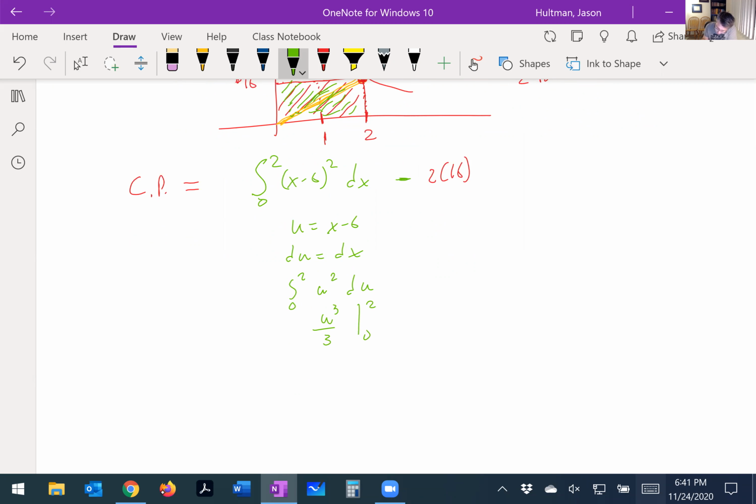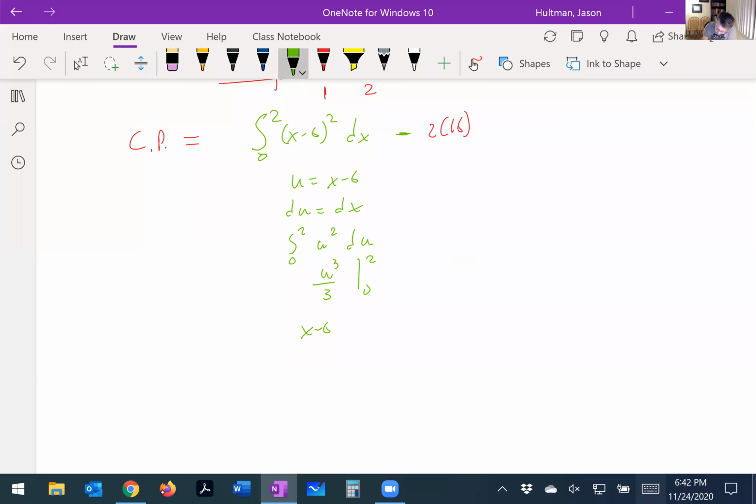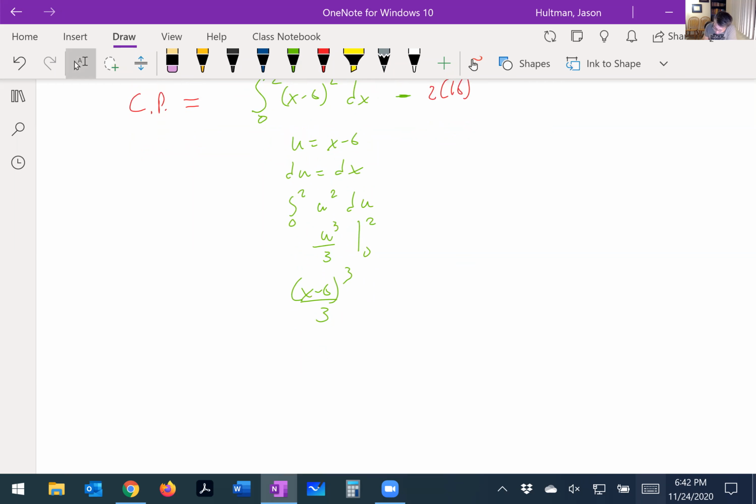Evaluated from 0 to 2, but again, we don't plug in the limits until we plug back in x, because these are limits for x, not u. So this is going to be x minus 6 cubed over 3. Evaluated from 0 to 2. That's just the integral part. Plugging in 2 here, this is 2 minus 6 cubed over 3 minus 0 minus 6 cubed over 3.